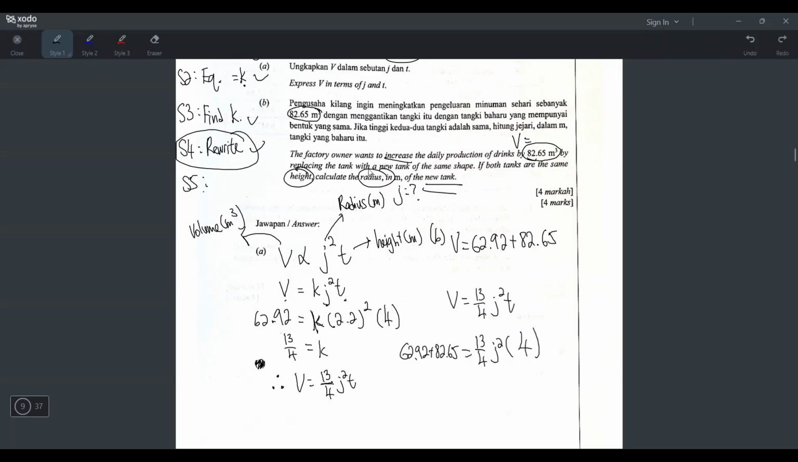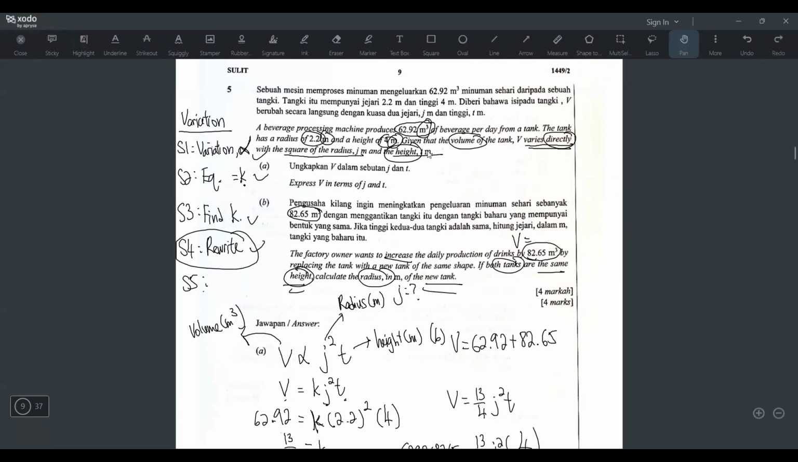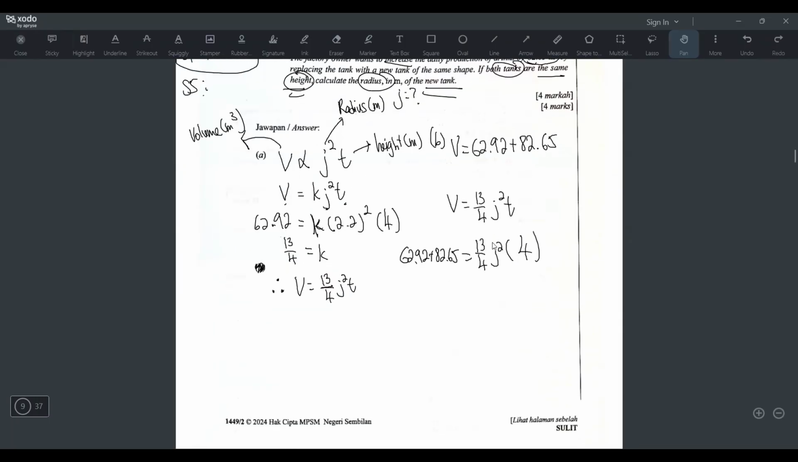Why can we write 4? Because they mentioned here, ma. You see, if both tanks are the same height, and the height is T, right? And the old height is 4. Remember the old height, where is it? Here, right? T is 4. Okay, the height 4. So the new height will be 4 also. So now we can just continue from here and then we can know the J answer, right?